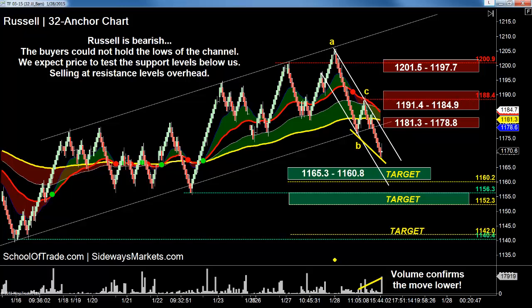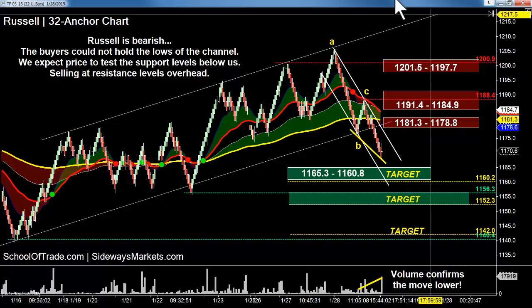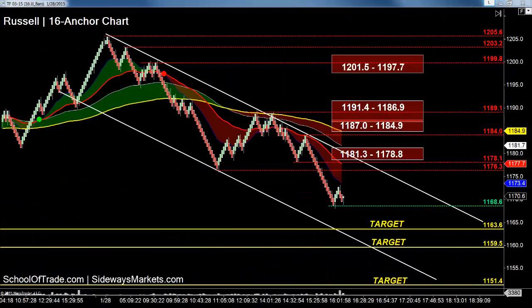But bottom line is right now, volume confirms the move lower. Volume is rising while the price is going lower. What really puts the nail in the coffin for the buyers is, look at that. We literally ended the day down with the highest volume print of the day. That's not bullish, I'll tell you that much. So keep selling here, guys, on this Russell right now. Now you've got the confirmation in the Russell.